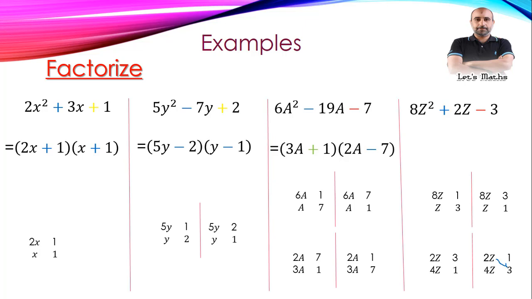2z times 3 equal 6z. 4z multiply 1 equal 4z. The difference between them is 2. Yes. Now the greatest result will be plus, which is 6. 2z multiply 3 will be positive, and the other side will be the otherwise. Then our two brackets will be in the form of 4z plus 3 and 2z minus 1.